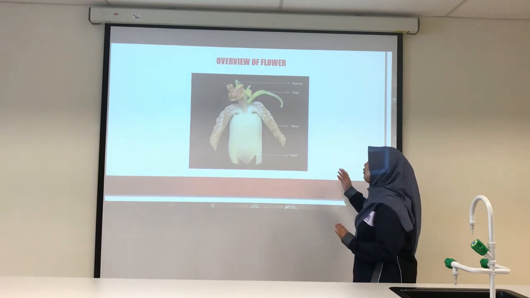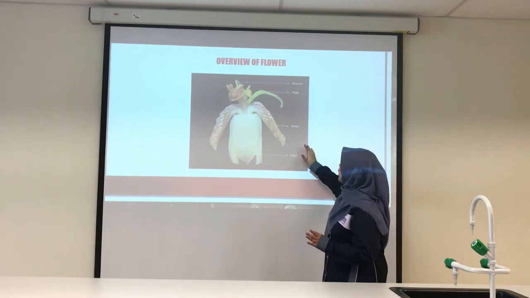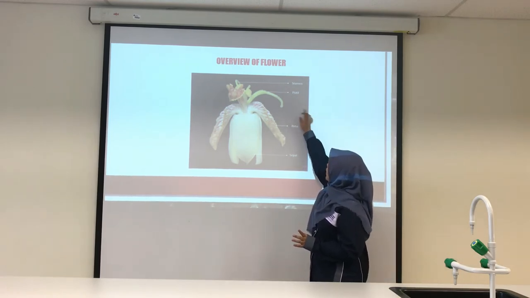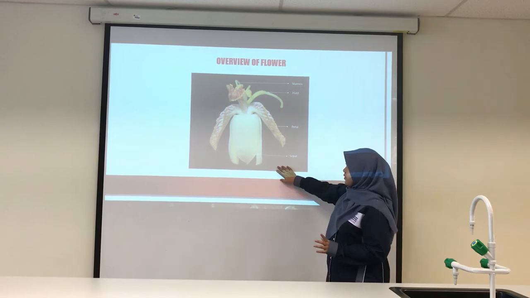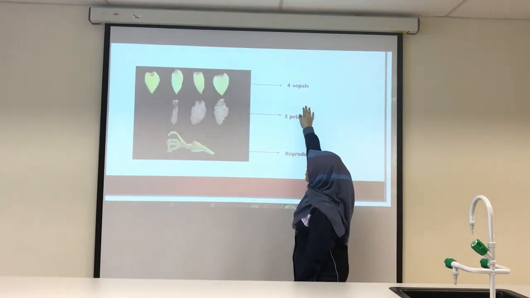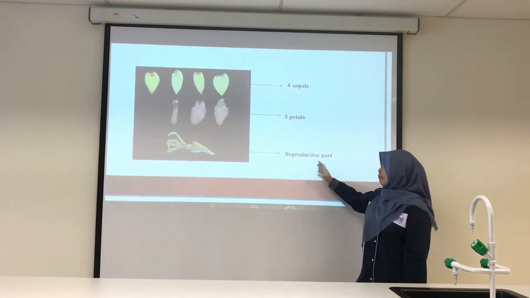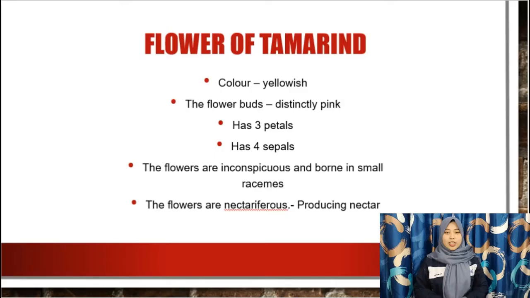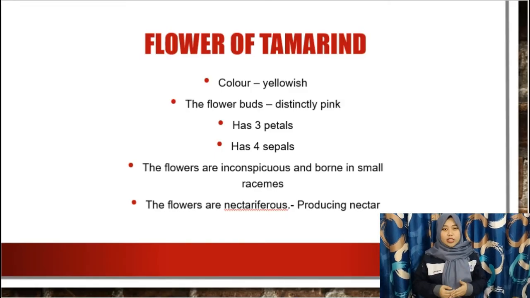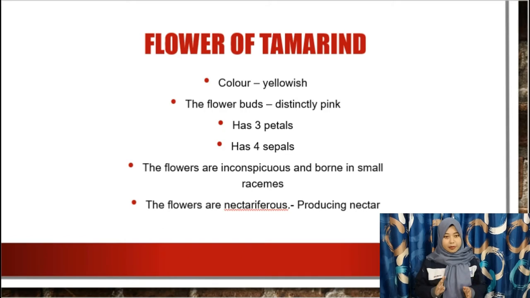We move to the overview of the flower. The flower consists of stamen, pistil, petal, and sepal. The tamarind flower consists of 4 sepals, 3 petals, and monoecious reproductive parts. The flower of tamarind. The color is yellowish. Flower bud is distinctly pink. It has 3 petals and 4 sepals.